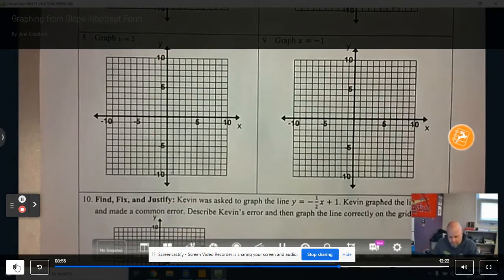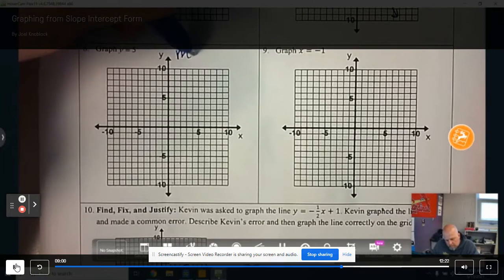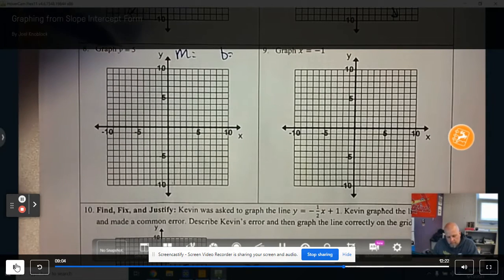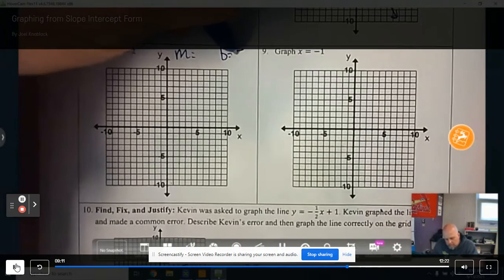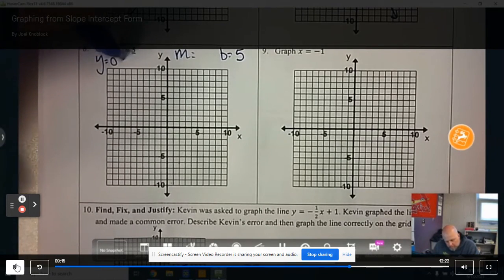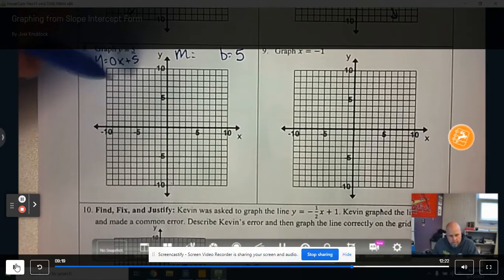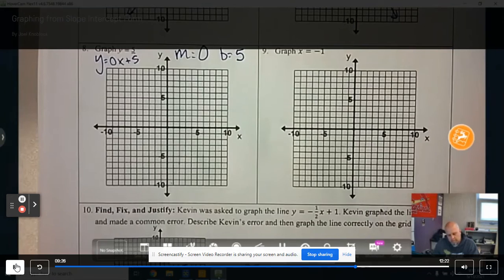Okay, moving on to number 8. Number 8, it's just y equals 5. So let's write down m equals, b equals. Okay, so this one I don't see an x there, but I see my plain number in back. My plain number in back, that's my y-intercept. So I'm going to write 5. This is the same thing as saying y equals 0x plus 5. Because 0 times x is 0, it's just going to cancel out, which means you're left with just that 5. So my m is 0.